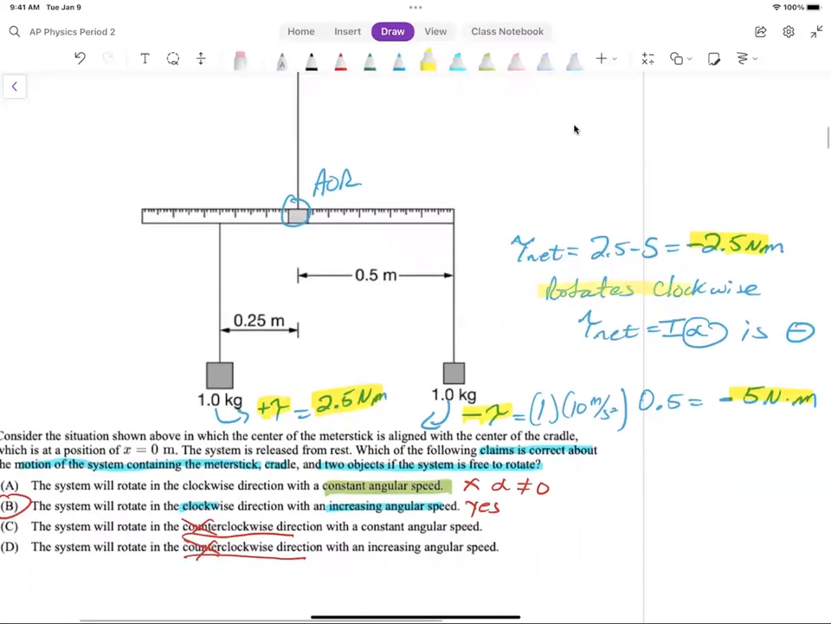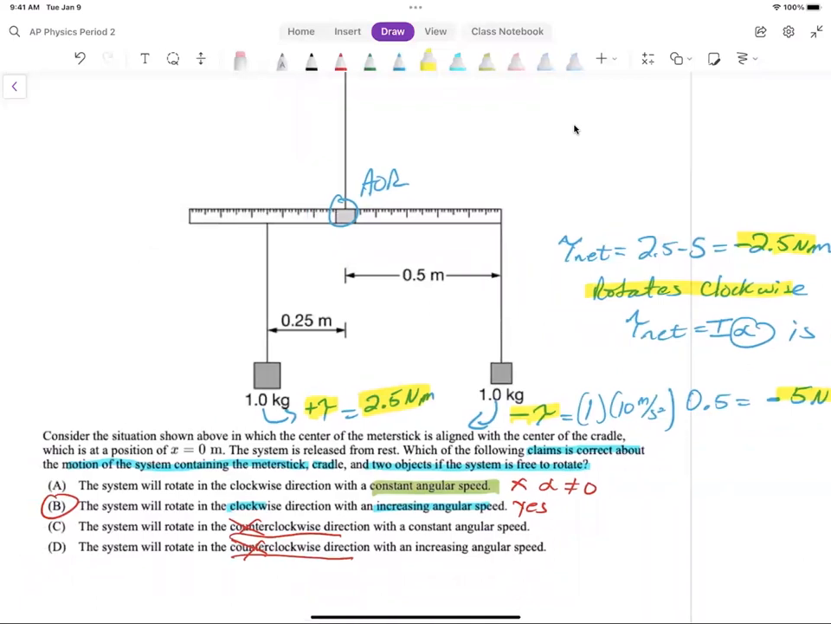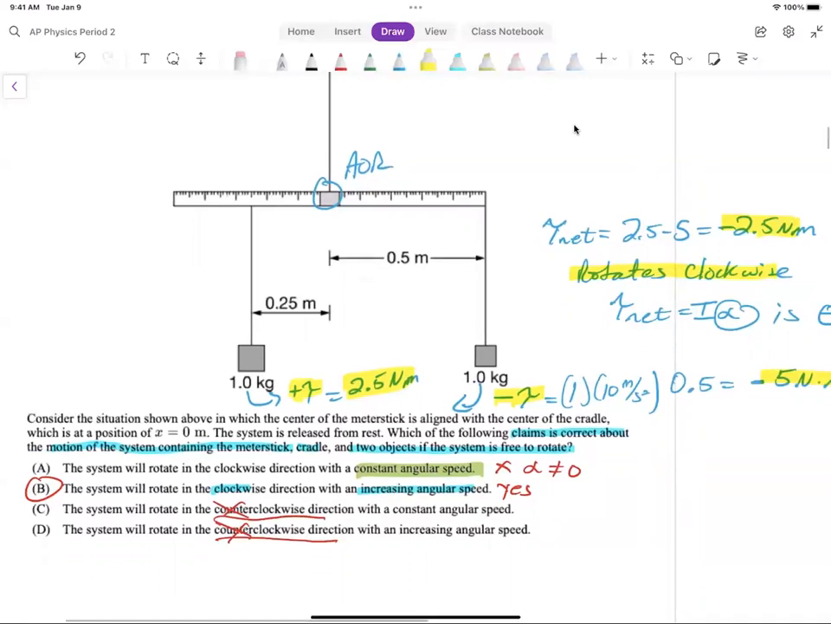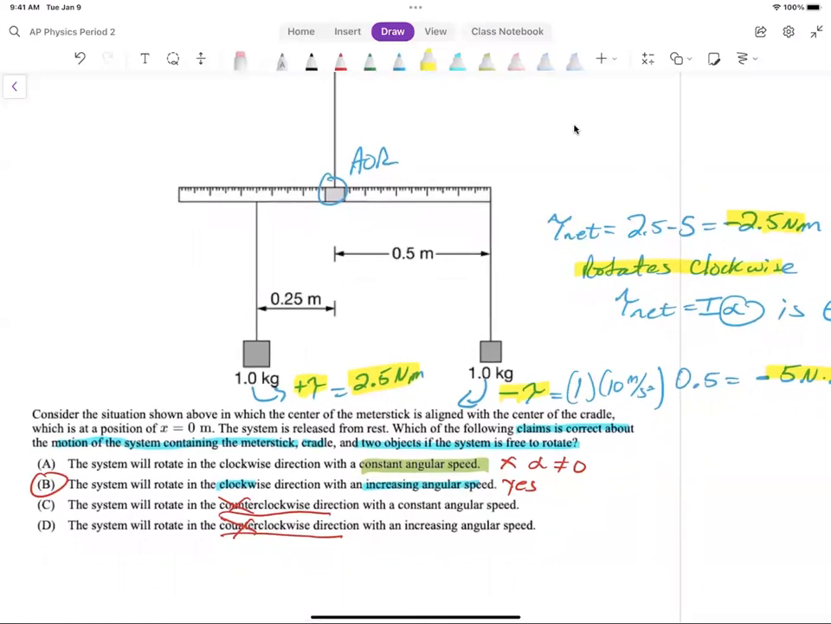So it's going to accelerate. It's negative. Oh, negative is clockwise. Yes. Okay. Now let's go look at all the things. The system will rotate clockwise with a constant angular speed. If I have a net torque, which I do, alpha or angular acceleration is not equal to 0. It can't have a constant speed. So A is wrong. The system will rotate clockwise direction with an increasing angular speed. Yes, the net torque is something other than 0. It will increase in angular speed. C says counterclockwise, which is positive, and we found it to be negative. So C and D are incorrect.